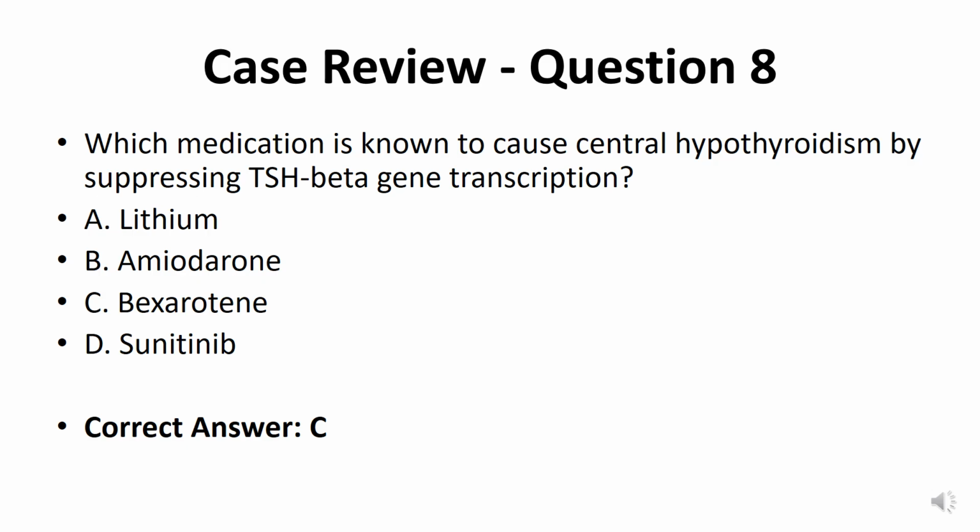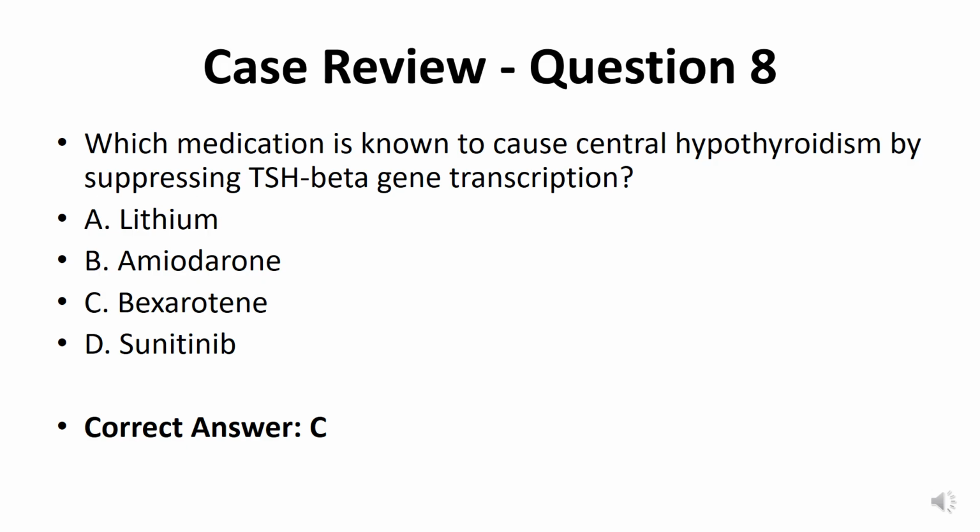The correct answer is C, Bexarotene. Most cases of hypothyroidism occur because the thyroid gland itself fails to produce enough hormone. That is called primary hypothyroidism. In primary disease, TSH levels usually rise because the pituitary tries to stimulate the failing thyroid gland. But central hypothyroidism is different.